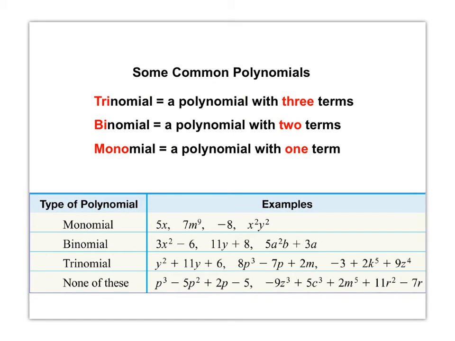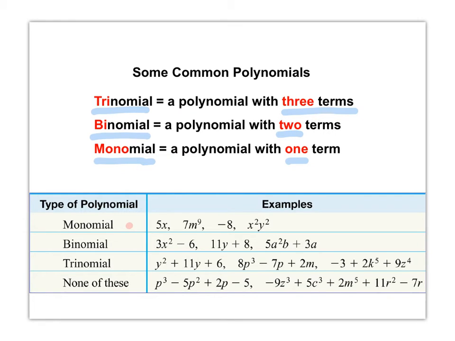Some common polynomials are given special names. For example, a trinomial is a polynomial that has exactly 3 terms. A binomial is a polynomial with exactly 2 terms, and a monomial is a polynomial with only 1 term. And here are some examples. For monomials, examples are 5x, 7m to the 9th, negative 8, x squared, y squared. Those are all considered monomials.